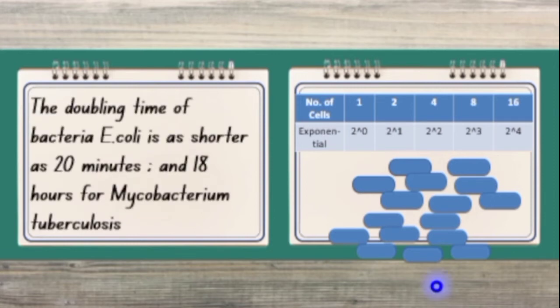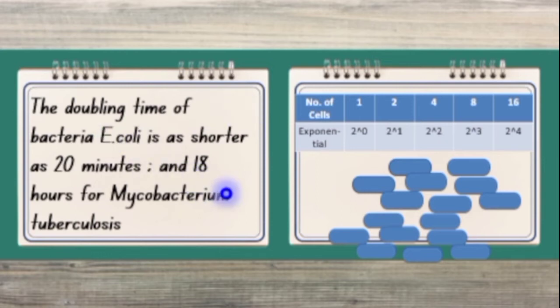Now, the doubling time of bacteria, particularly E. coli or Escherichia coli, is as short as 20 minutes. E. coli is a kind of bacteria, particularly a gram-negative bacteria. It is also rod-shaped and usually inhabits our large intestine or our colon. That's why you can always see them in fecal materials or in feces, of humans or animals.